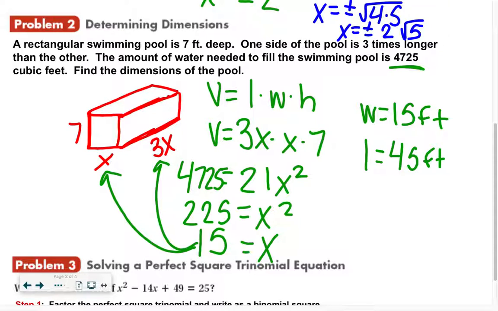Okay. Questions so far? So why do we have to do volume for solving square root? Is that just to show a word problem of how you'd use this? Okay.